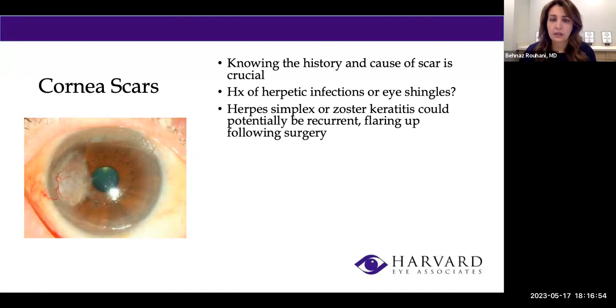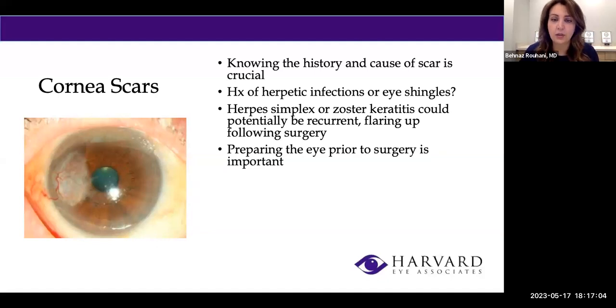They are recurrent, they can flare up, especially after surgery, because surgery is already a stress to the eye. And again, preparing the eye and the patient prior to surgery is very important. And how do we prepare? Once we have a scar, we have a scar. We can't do much about it, except by doing, again, cornea transplant surgeries and such. But in patients such as this patient, who has a scar away from the center part of the vision, we still can do cataract surgery and improve vision.